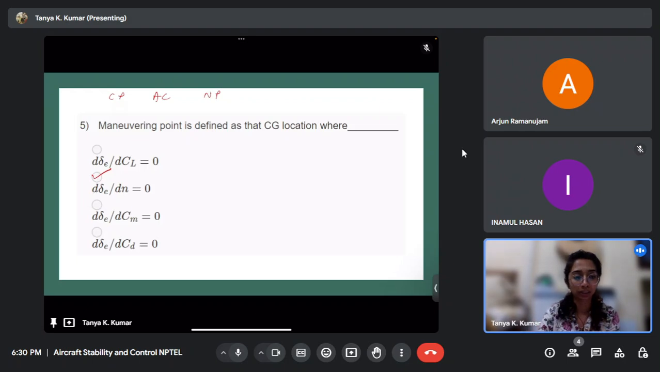AC is for aerodynamic surfaces like wing, elevator, canards. Neutral point is for the entire aircraft. Yeah, so these two are analogous to each other.